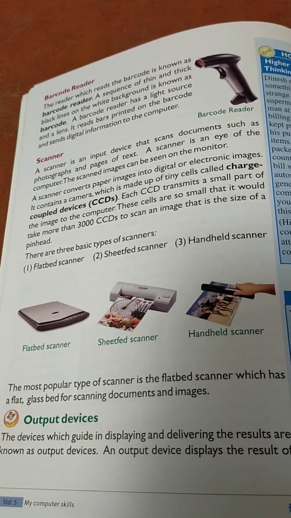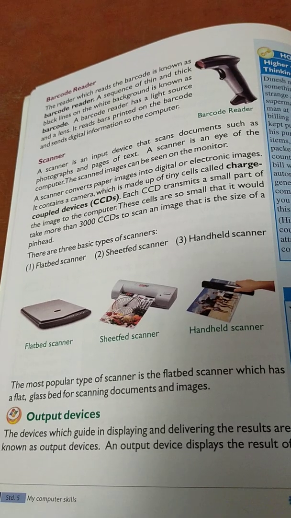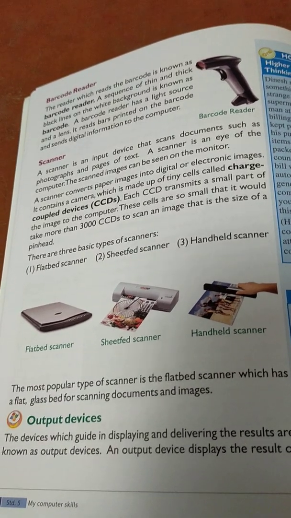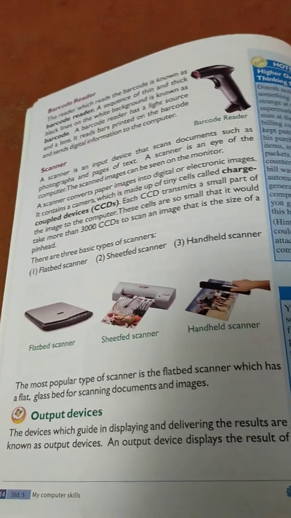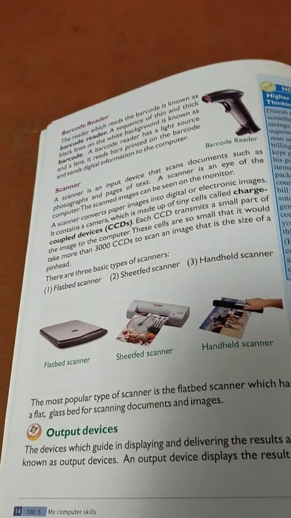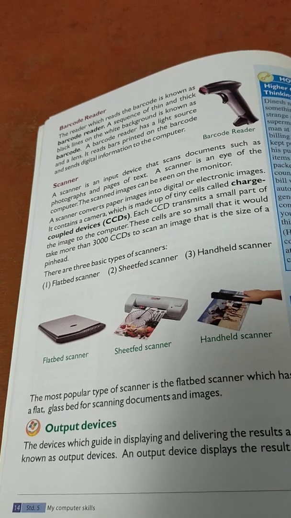And then output devices. Output devices is nothing but what we have been seeing this much of the time. This is the input device. Now we are going to see the output device. The output device gives a result for the input which we have given.